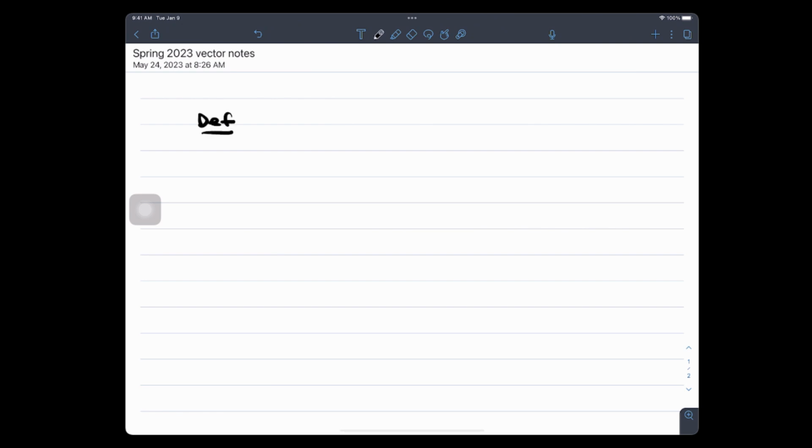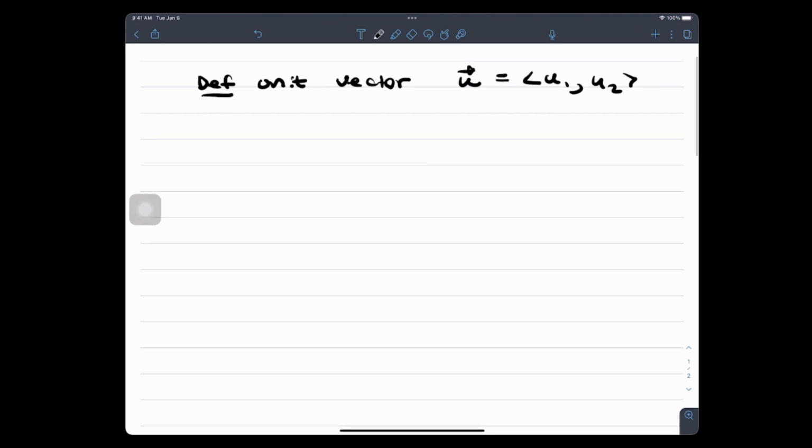Definition of a unit vector. They say this is kind of the notation u, and they'll write it as u1, comma, u2. You have the horizontal and vertical components. Definition of a unit vector represented this way.